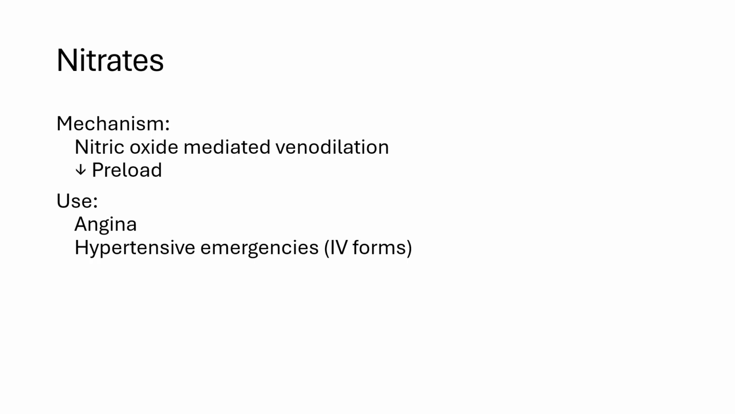Nitrates work through nitric oxide mediated vasodilation. Nitric oxide increases cyclic GMP in vascular smooth muscle, leading primarily to venodilation. Because they dilate veins more than arteries, they reduce preload, meaning they decrease venous return to the heart. Reducing preload lowers myocardial wall stress and decreases oxygen demand, which explains their use in angina. They are also used in hypertensive emergencies in the IV form due to their rapid vasodilatory effect.